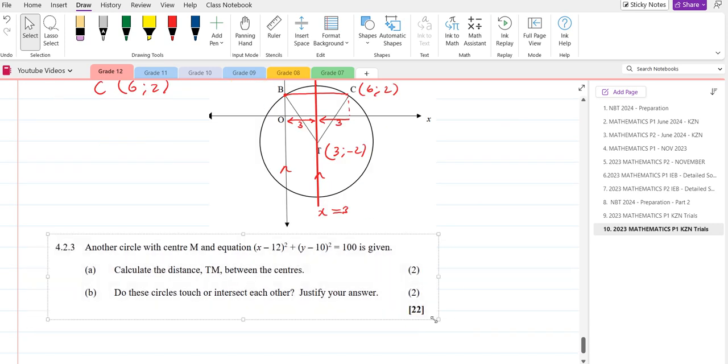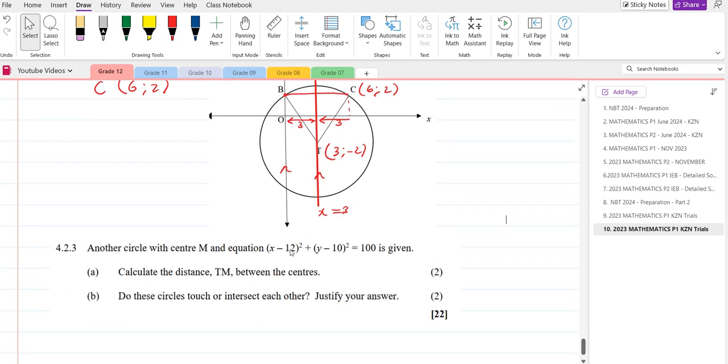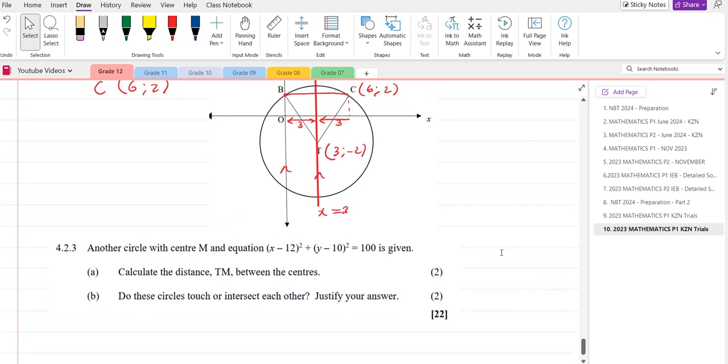Another circle with center M, which is (x minus 12) all squared plus (y minus 10) all squared is equal to 100, is given. So the center is (12, 10), and the radius is 10 as well. Calculate the distance TM. TM, that's simple because T is (3, -2), and M is (12, 10).